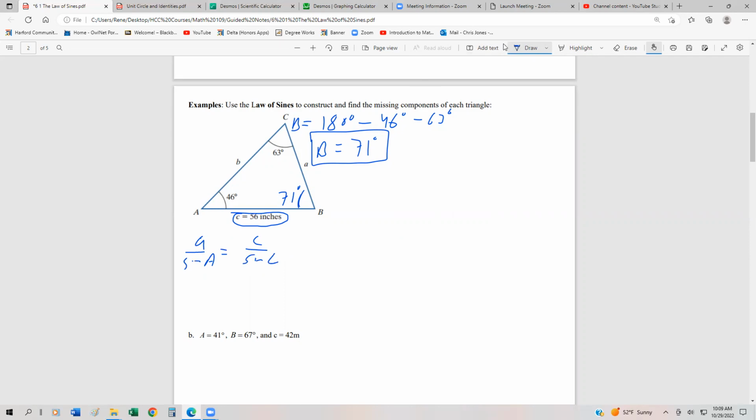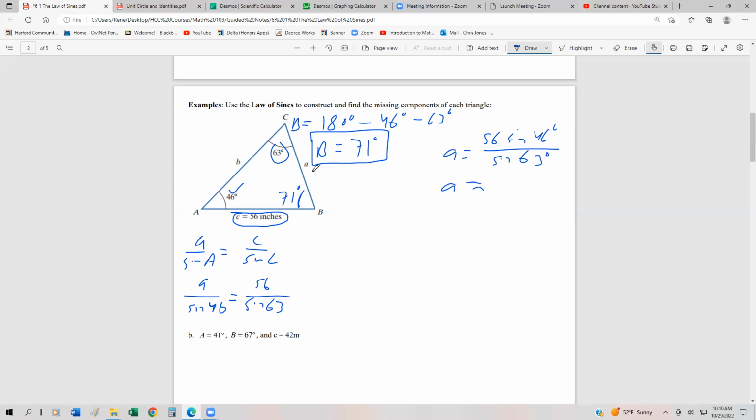Now, in this case, side A is unknown, but angle A is known to be 46, so that's the sine of 46 degrees. Side C is known to be 56, and angle C is 63 degrees. What I can do is multiply both sides by the sine of 46 degrees. So A is going to be equal to 56 times the sine of 46 degrees, divided by the sine of 63 degrees. At this point, I'm just going to throw that into my calculator.